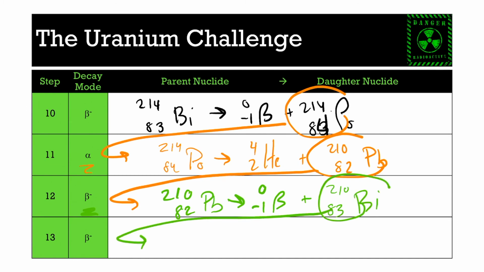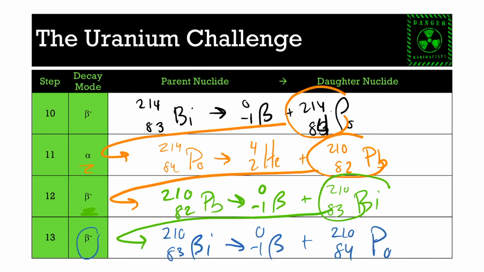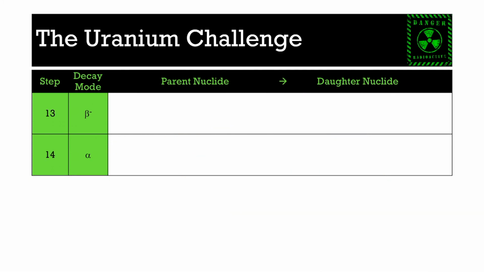Now this becomes the starting material for step 13. We get bismuth-210, 83. This is going through beta decay. And so we have this. Again, we're back to polonium, but we have, again, another different mass. Our last step, this will become the starting material for number 14. Let's just backtrack a second. Let me rewrite step 13 so we have it.